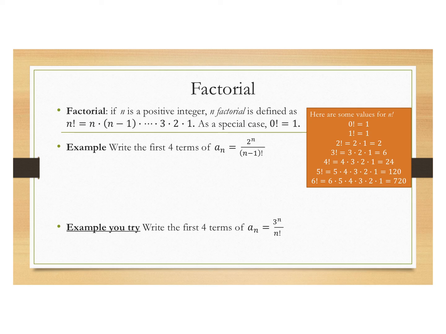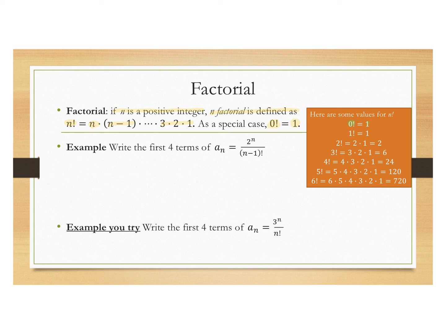Well, all a factorial is, if n is some positive integer, n factorial is defined as: I'm going to take that number and then multiply it by n minus 1, and continue to count backwards until I get to 1. A special case, 0 factorial equals 1. And if you look off to the right, we have a table for some factorials.